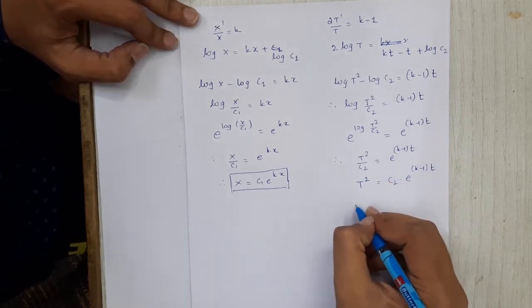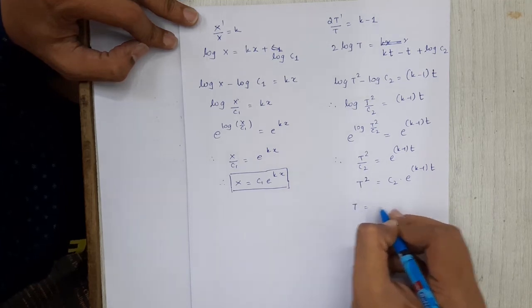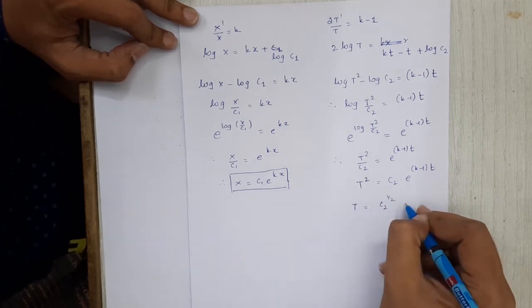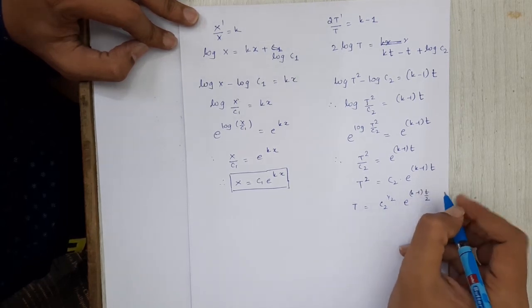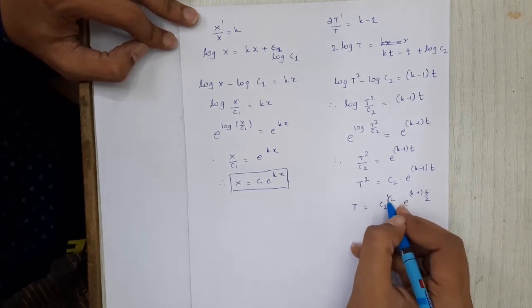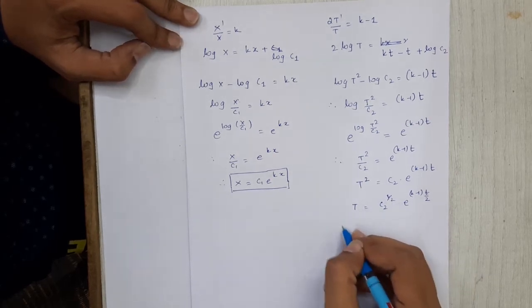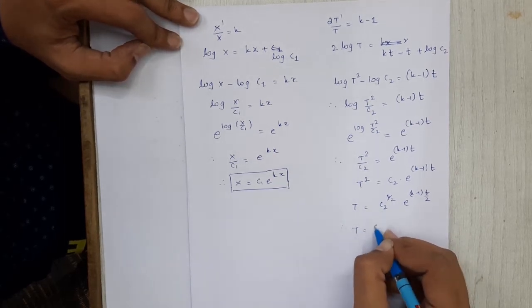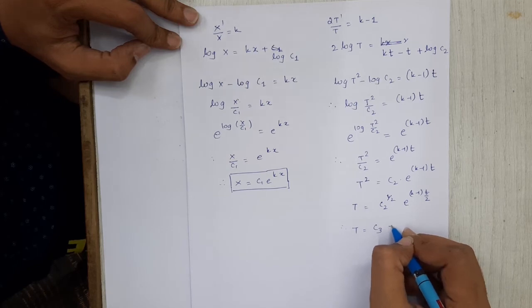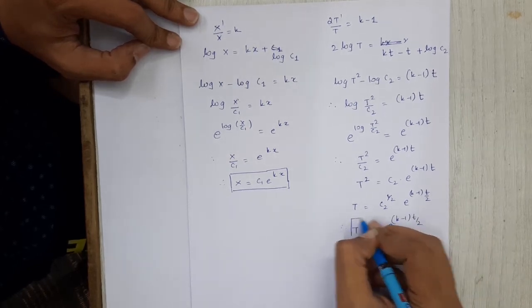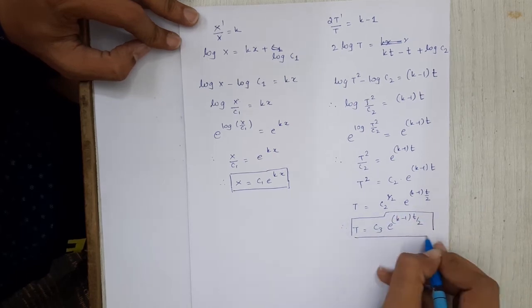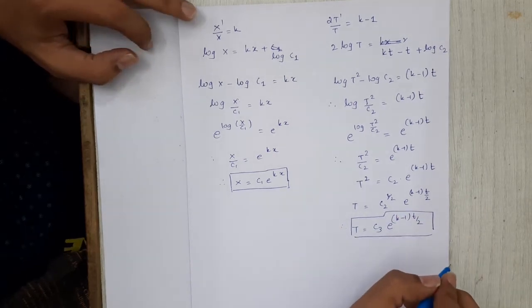So taking 1 by 2 power, or square root, on both sides, I can write T is equal to c2 raised to 1 by 2 times e to the power (k minus 1) into t by 2. c2 raised to 1 by 2, the square root of c2, is again a constant. So let me write c3 e raised to (k minus 1) into t by 2. Now my other variable is ready.